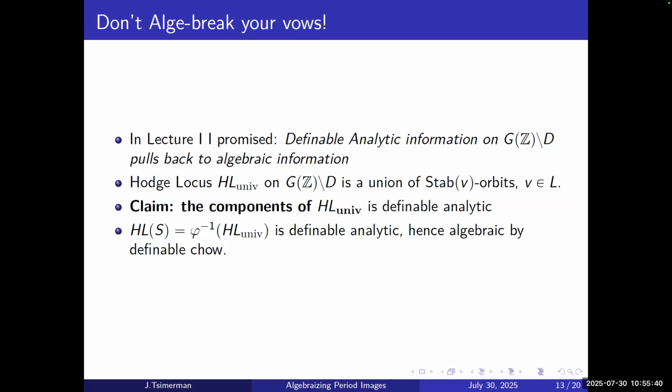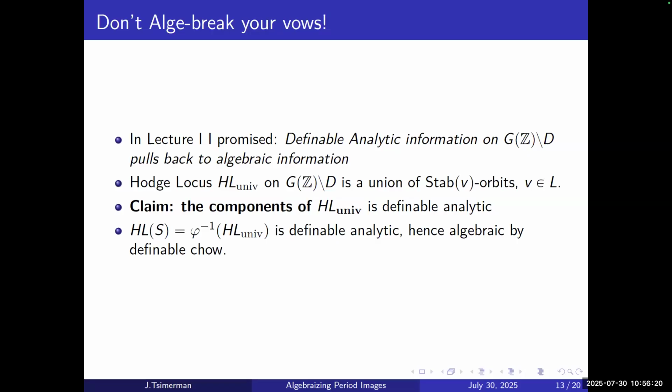And once you have this claim, you can reprove this theorem of Cattani-Deligne-Kaplan immediately as a consequence of definable Chow. Because the Hodge loci on S are the pullbacks under your period map of the universal Hodge loci on your period space, D mod GZ. If your period maps are definable, which we claim they are, then the pullback of a definable analytic space is definable analytic on S. But now you're on an algebraic variety, and on an algebraic variety, definable analytic by Chow means algebraic. So these must be algebraic.